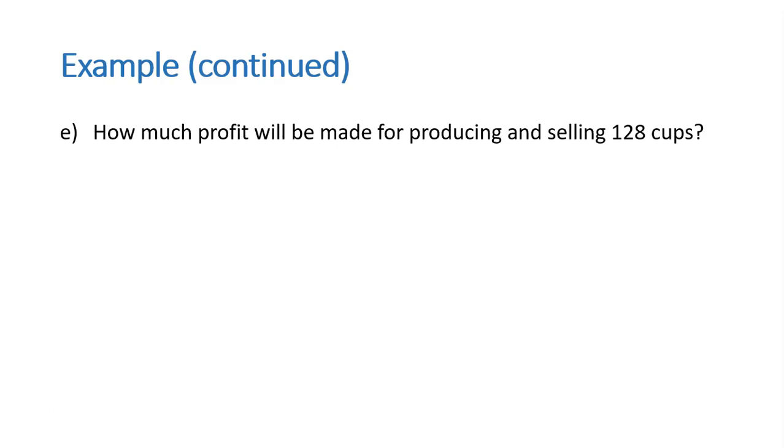Same profit function. How much profit will we make for producing and selling 128 cups of lemonade? So we want to find P of 128. When X is 128, what's the output? What's the profit we're making? So we plug in 128, simplify the expression down, and we get an output of 72. Because this is a positive number, our profit is positive, it means we are profitable, we are making money. So if we make 128 cups of lemonade, we're going to have some money to take home at the end of the day after we pay for our supplies and after we pay for the booth.